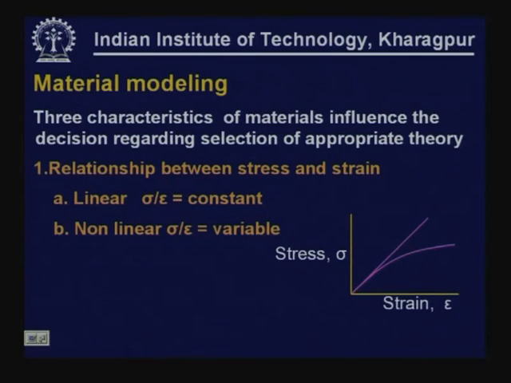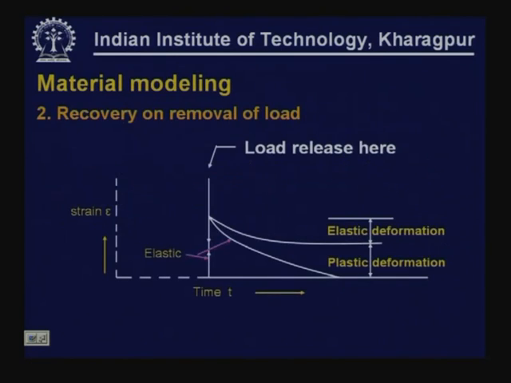These are the relationship between stress and strain. As you can see in this plot, if the stress versus strain relationship is linear, the material is called a linear material. On the other hand, if the relationship is not represented by a straight line, then the material is nonlinear. The material is also described as having stress dependent material properties.